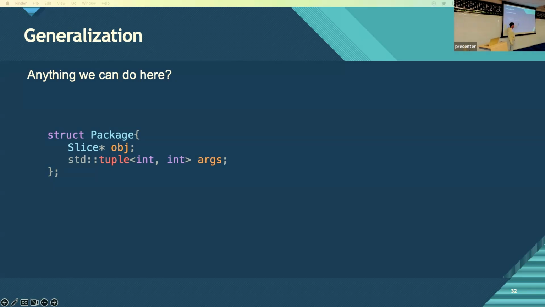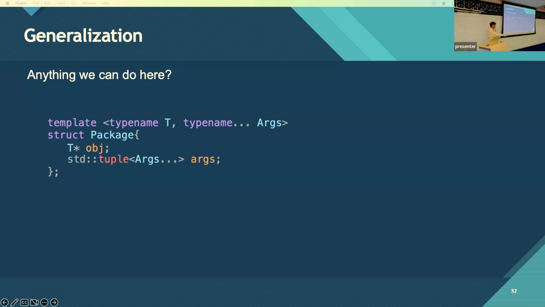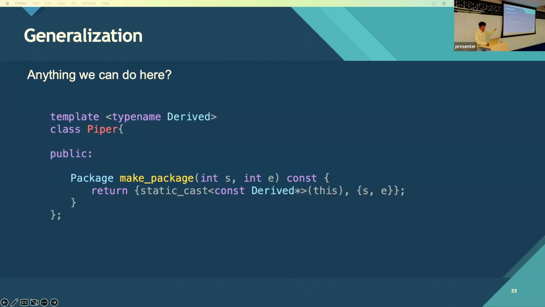On the tuple, how do I do that? A bunch of arguments. What about this part of it? That could also be generalized, right? So I can take a template, T, and a bunch of arguments. And then I would make the object any type, T, and make the tuple just a bunch of arguments together. Are we good? Okay, so that's my package. Can I generalize anything in my parent class?